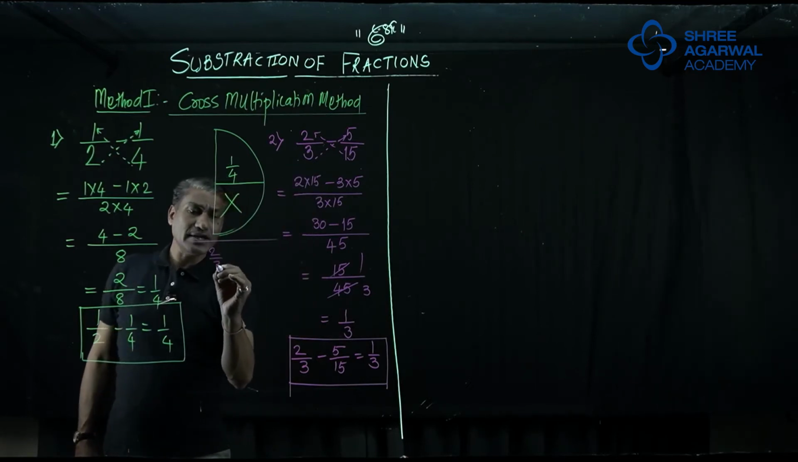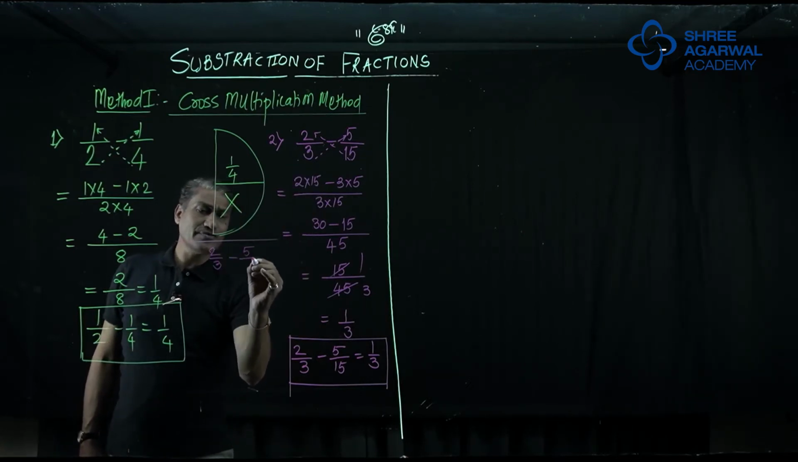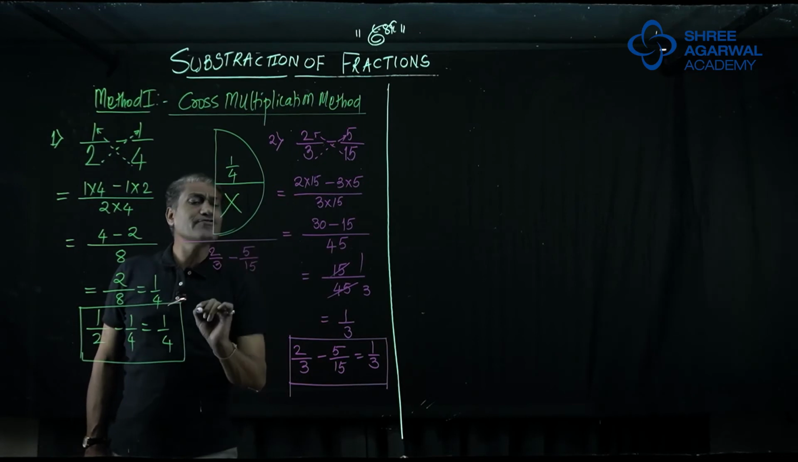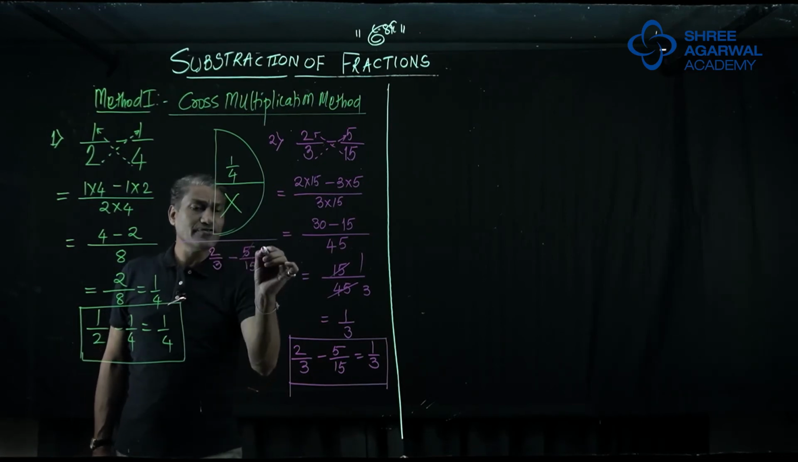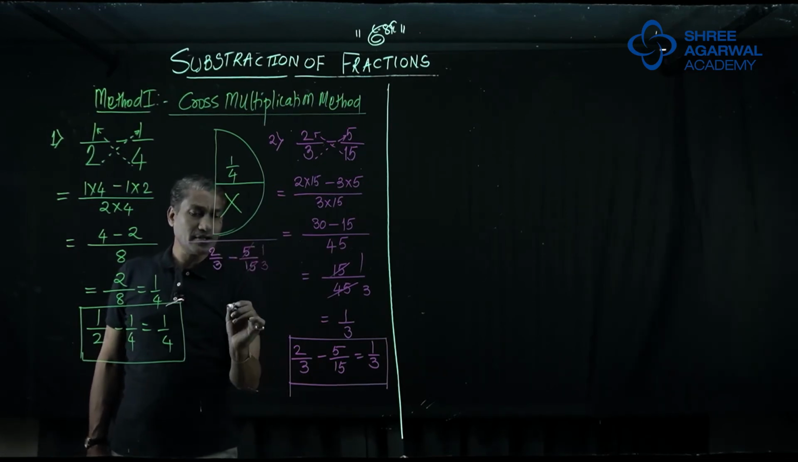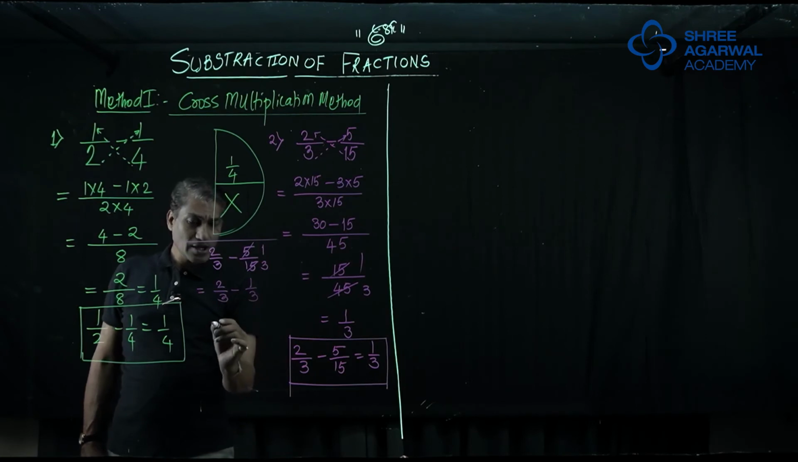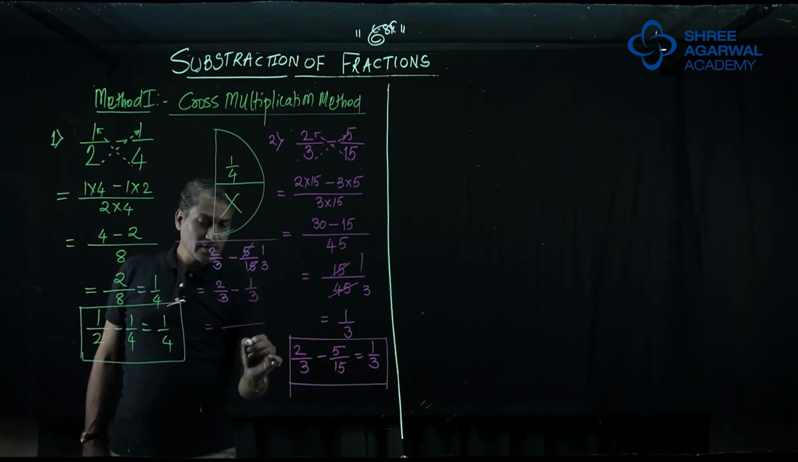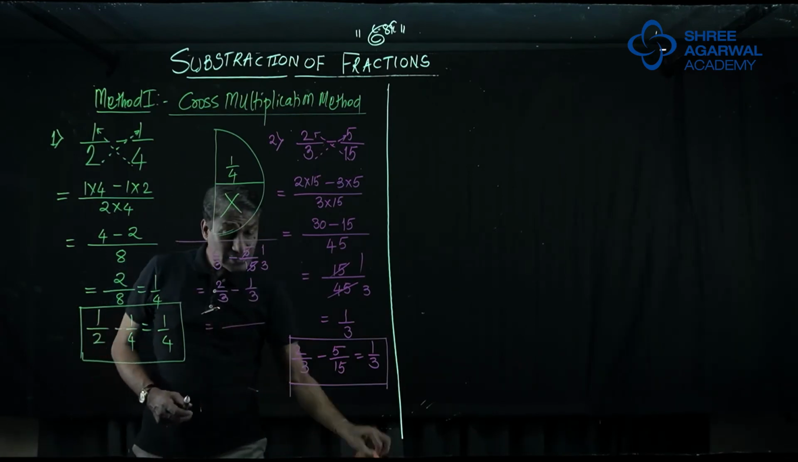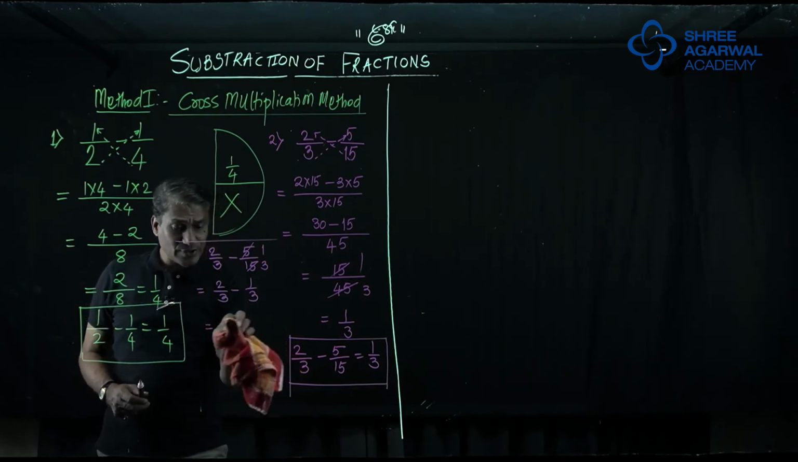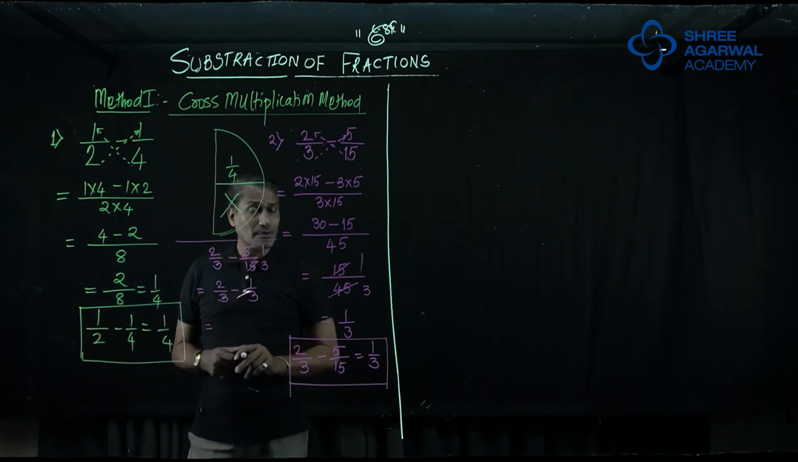2 upon 3 minus 5 upon 15, actually 5 upon 15 means what? 5 upon 15 means 1 upon 3. So this was actually 2 upon 3 minus 1 upon 3. Now if you take here this way, I would show it this way to you. See how you see it, the problem is very important.